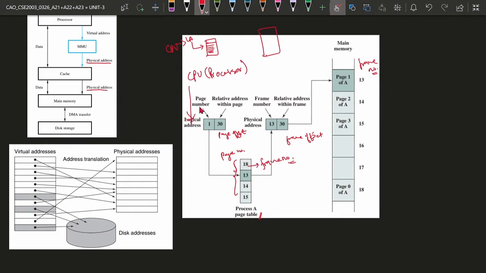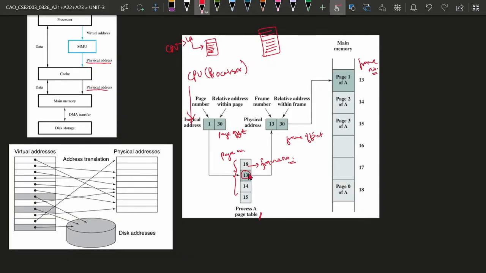Like the CPU wants page number 1 of process A, then this page number should be added to where it is stored. So all the pages will be stored in the main memory itself. In the main memory, at which frame number this page is there will be given by the page table. So in the page table, there will be a page number. This page number is located at what frame number? This indicates the frame number. So page 1 is located at frame number 13.